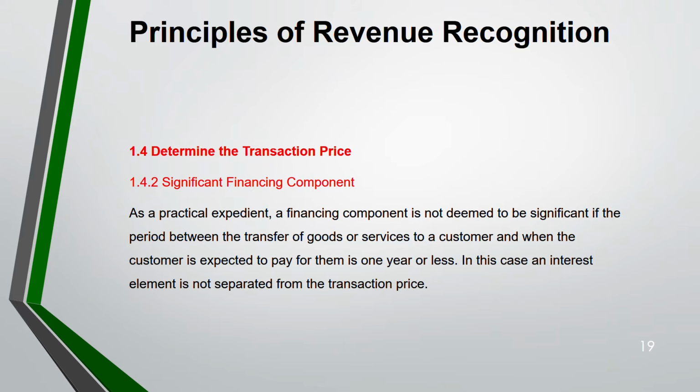Remember this. Interest element will only be separated from the transaction price when there's a significant financing component. Take it like this: it's like a loan, like a liability. When there's a significant financing component, you are taking finance. On a loan, there is an interest, isn't it? That's why we are separating that interest from transaction price when the time period is more than 1 year. Significant financing. But if it's not significant, no interest element. Okay?